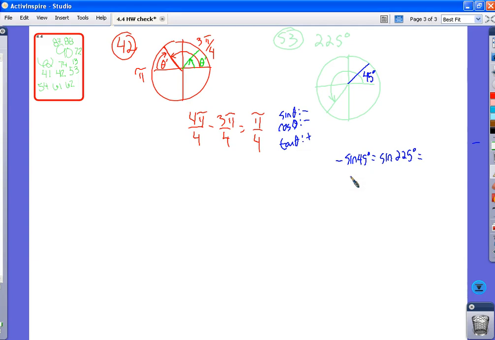Square root of 2 over 2, we make that negative, so negative square root of 2 over 2. The negative of the cosine of 45 is the same thing. That's also the cosine of 225. Square root of 2 over 2, negative square root of 2 over 2. The tangent of 45 is 1, and that's equal to the tangent of 225. They're both positive.